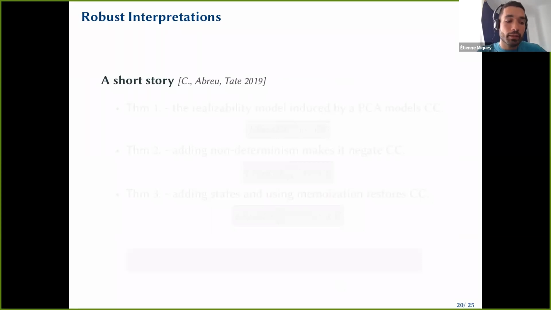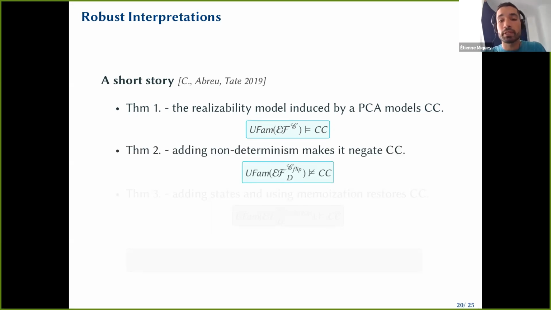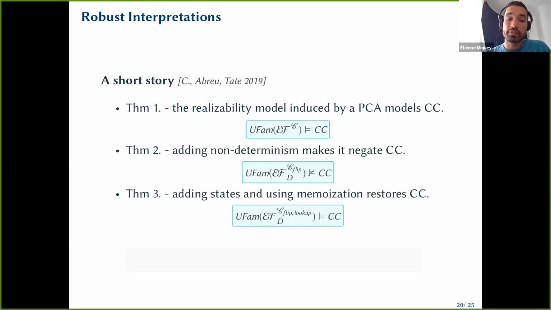And one example I would like to give you, which was at the root of this work. It's a paper before by Lyon, Rostet, and somebody else, students they had. So in that paper, they showed how a realizability model induced by a PCA always models the countable choice principle. And in our setting, it means that the uniform family construction applied to the evidence frame taken from a PCA validates the countable choice. Then they showed how adding non-determinism makes it negate the countable choice, but adding states and memoization, something we know how to do with the computational system, we get back the countable choice principle.